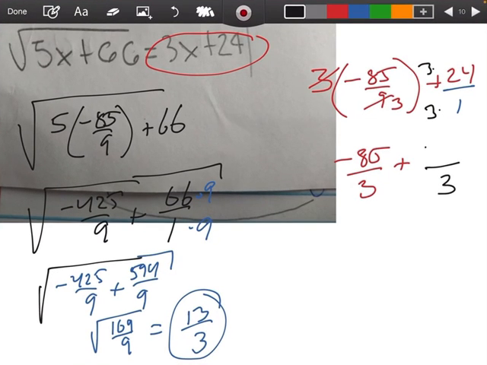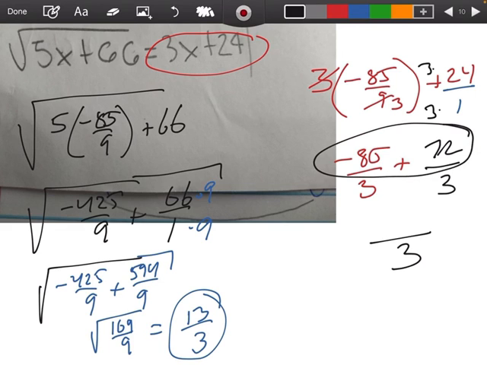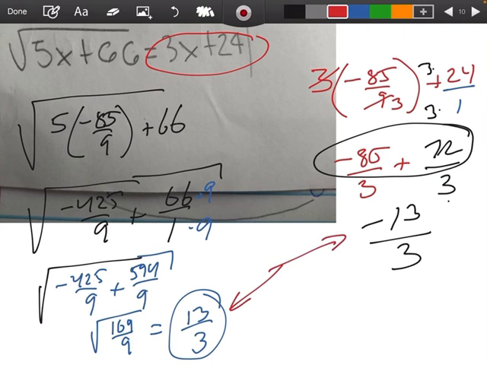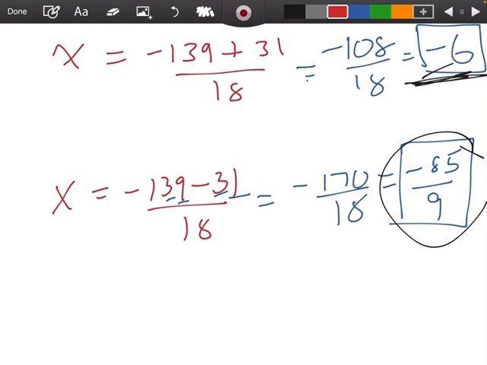And so on the bottom I have 3, but I want you to look at the top. Negative 85 and 72, that's giving me a negative 13. And let's see, this answer here and that answer there are not the same. So the only answer that's working out for us is negative 6. So the answer here would be x equals negative 6.